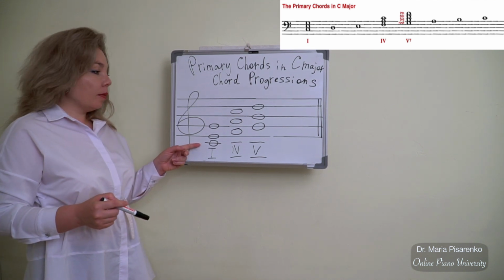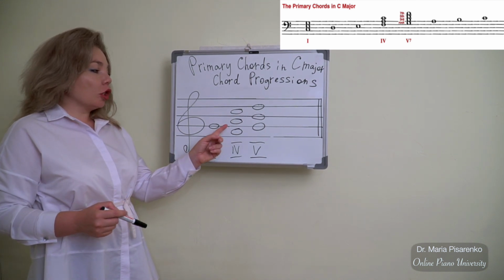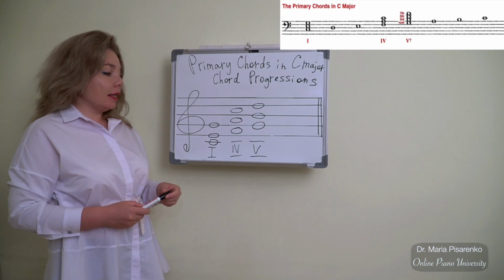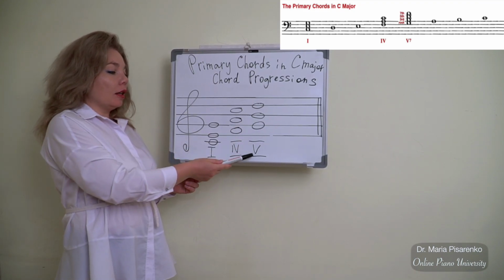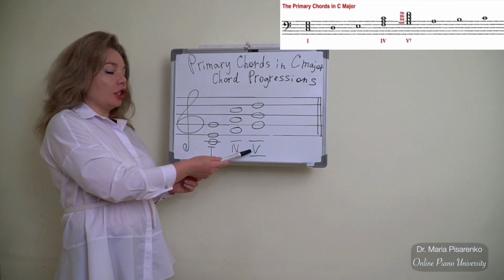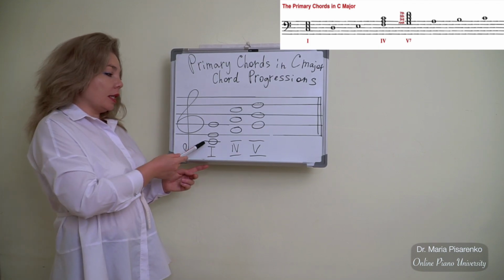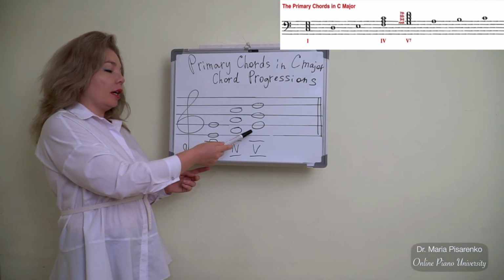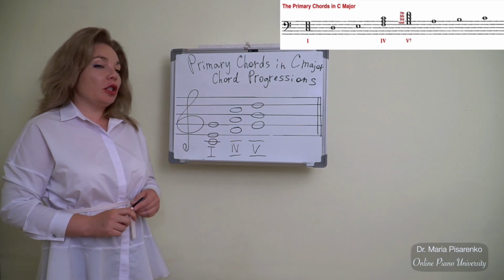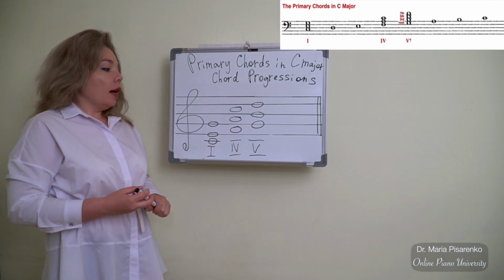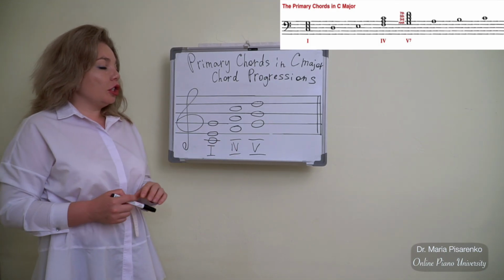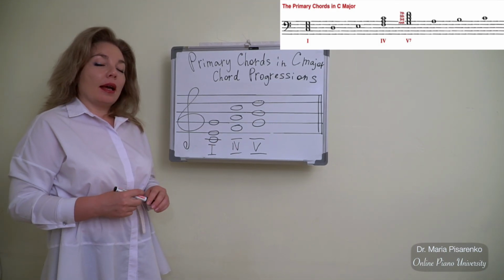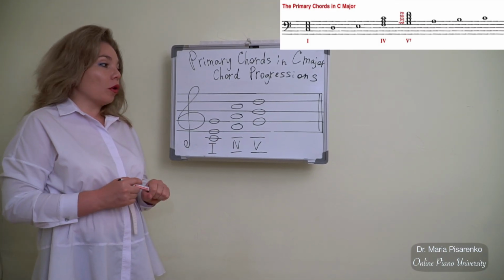C as a root. Then you have F major chord, F, A, C, and G, B, D, the G major chord. So this is a C major triad, F major triad, and G major triad. Now, up to this point, we have been using G harmonies as a G7th chord.